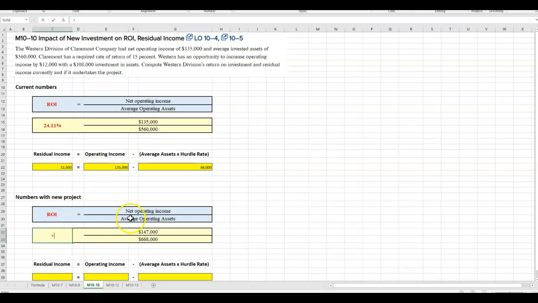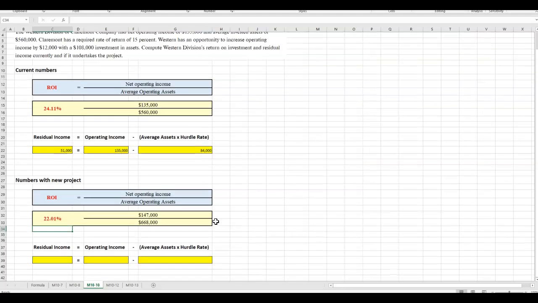So my new ROI is 22.01%. And this is that effect I was talking about. If I get a $108,000 investment in assets, I'm increasing my assets. So that's reducing my ROI. So I would be tempted not to do this. But let's take a look at residual income as well.